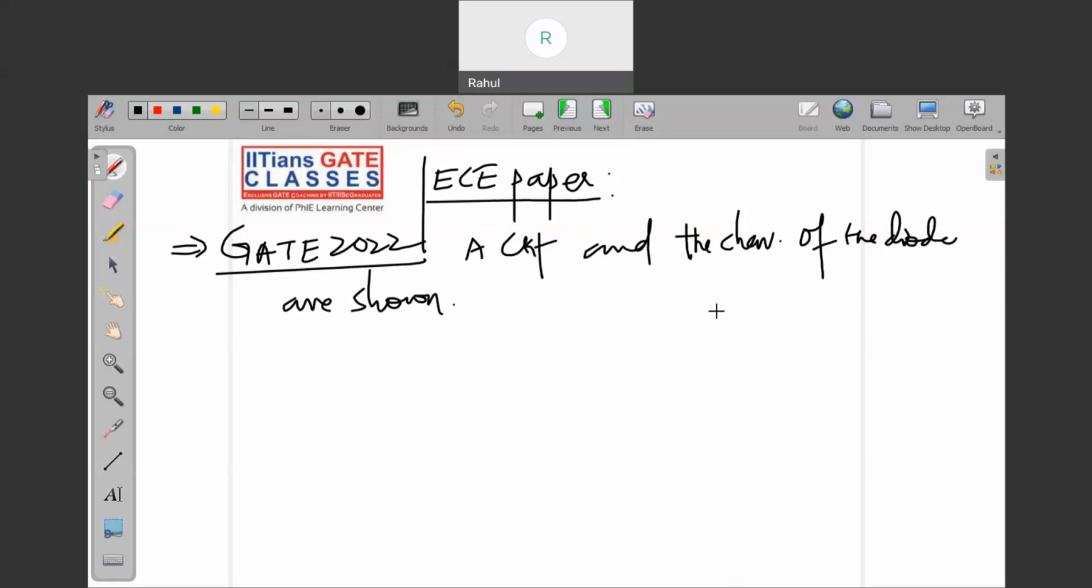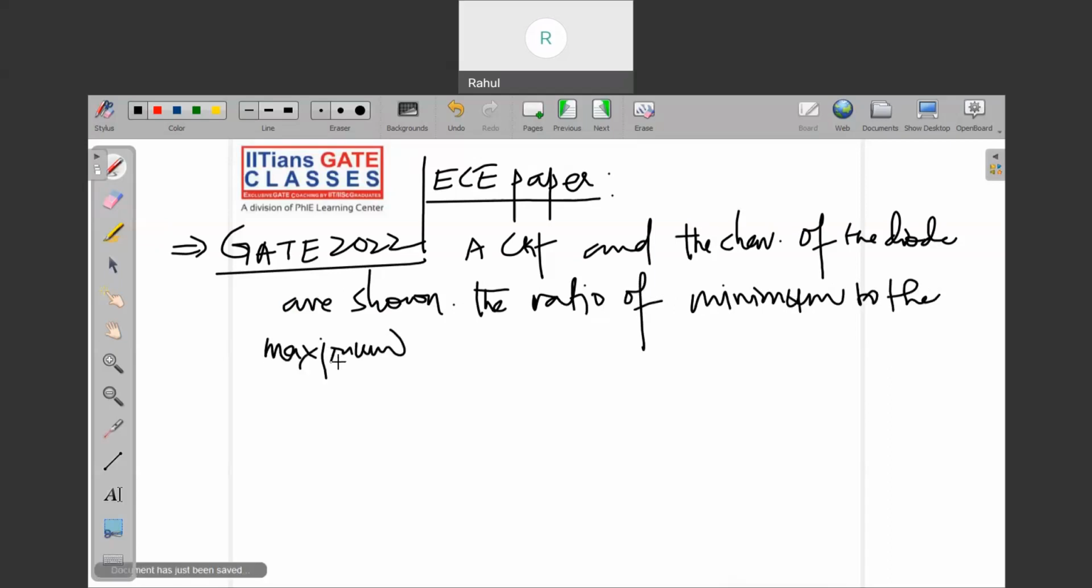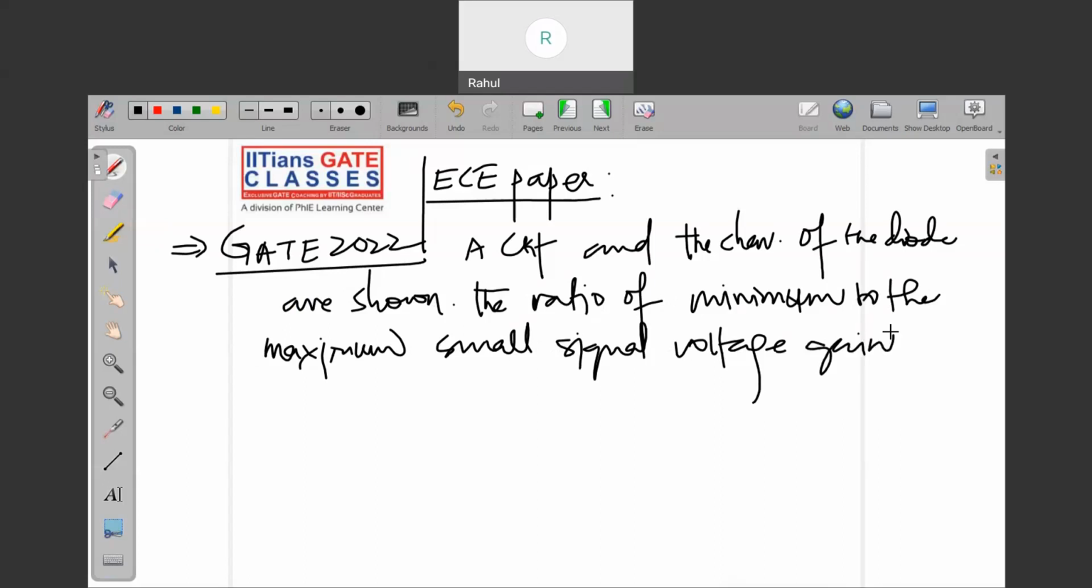The ratio of minimum to maximum small signal voltage gain, that is dV out on dV in. They have asked this question.